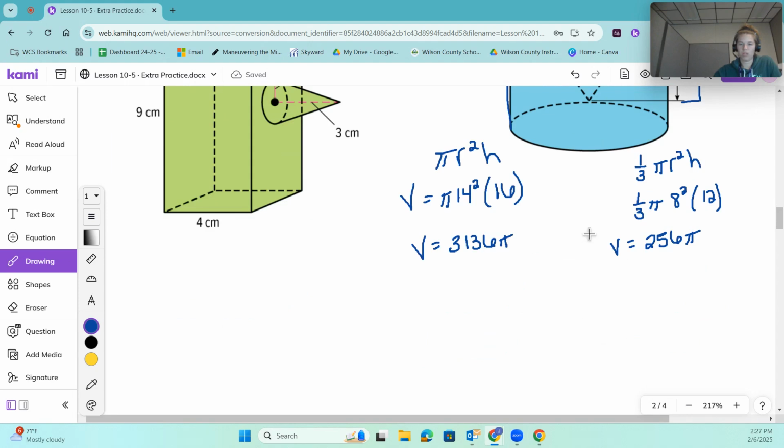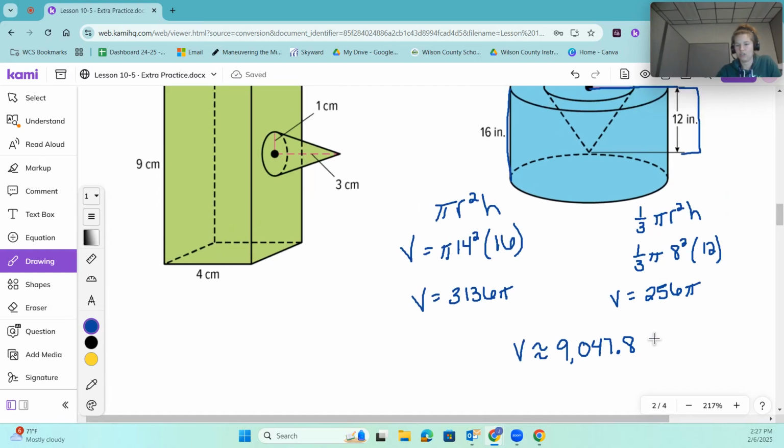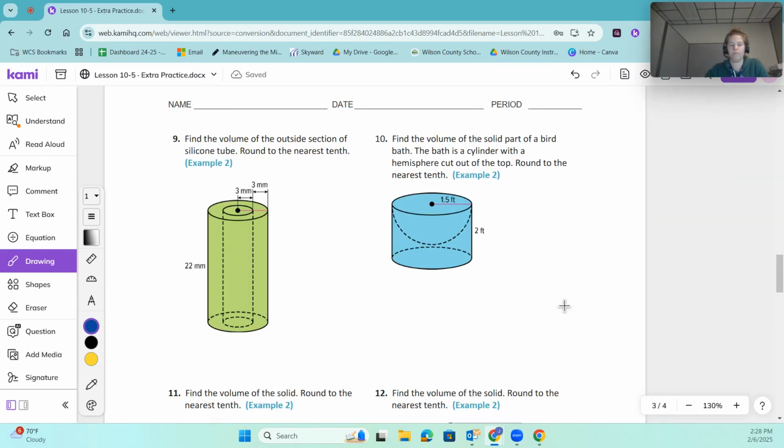And then when I subtract both of those, I have 3,136 pi minus 256 pi. And that is going to equal, the volume is approximately 9,047.8 inches cubed.